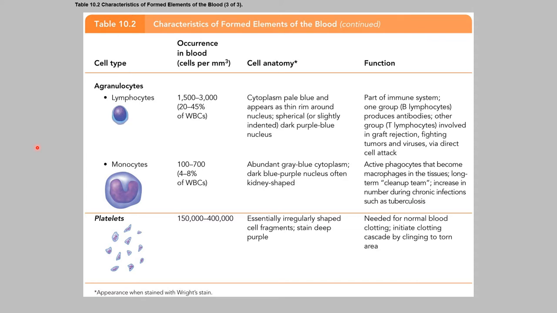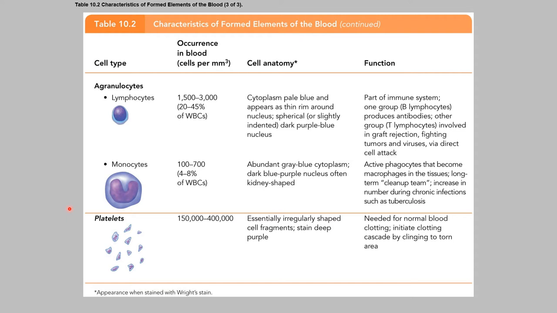The monocytes will have kind of a light gray-blue cytoplasm and a dark nucleus that's often kind of kidney-shaped. The monocytes are an active type of phagocyte. When they are in the bloodstream, they are the monocytes. When they move from the bloodstream out into the interstitial fluid, that fluid between the cells and the tissues, they mature into the macrophages. This is your cleanup crew.